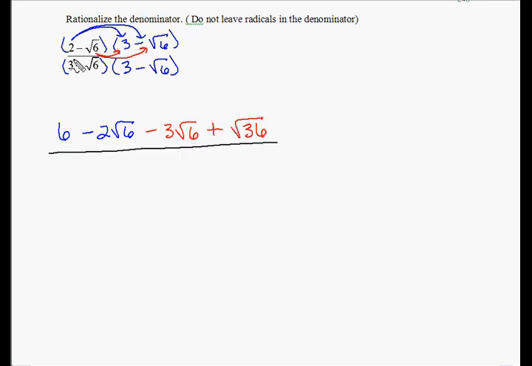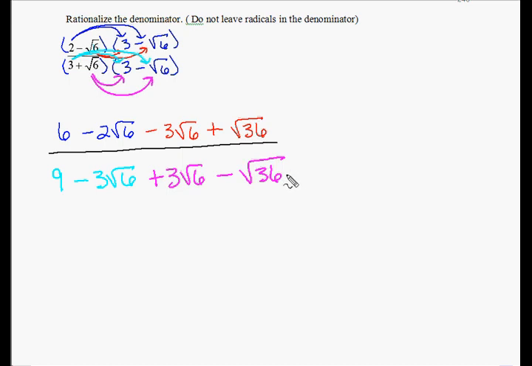Now in the denominator, and if this color doesn't work for you, make sure you let me know. 3 times 3 is 9, and 3 times negative the square root of 6 is negative 3 square roots of 6. Positive the square root of 6 times 3 is positive 3 square roots of 6. And positive square root of 6 times negative the square root of 6 is negative the square root of 36.